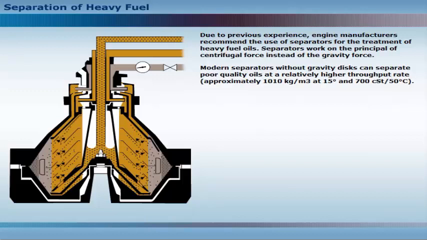Separators work on the principle of centrifugal force instead of the gravity force. Modern separators, without gravity discs, can separate poor quality oils at a relatively higher throughput rate, approximately 1010 kilograms per cubic meter at 15 degrees and 700 centistokes at 50 degrees Celsius.